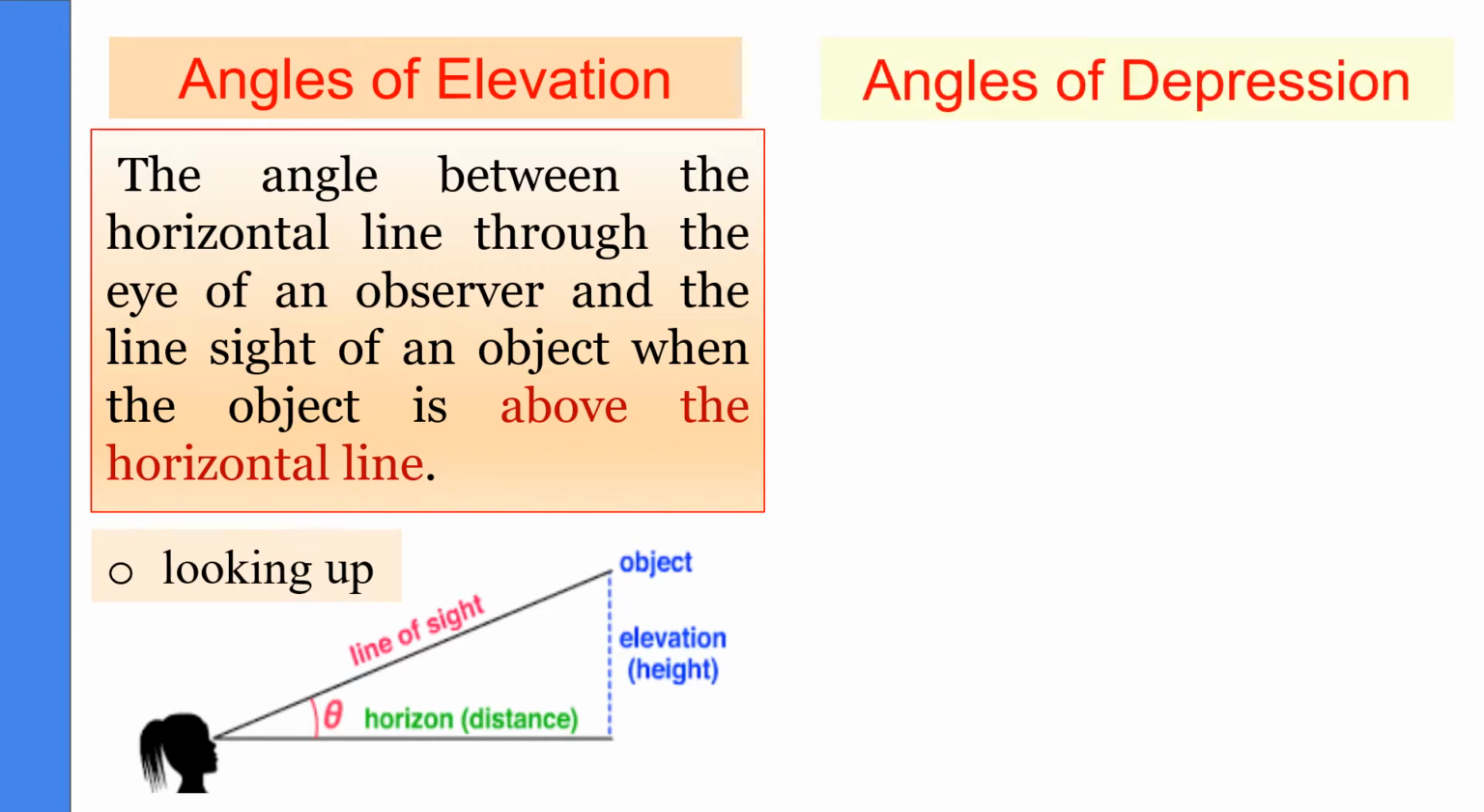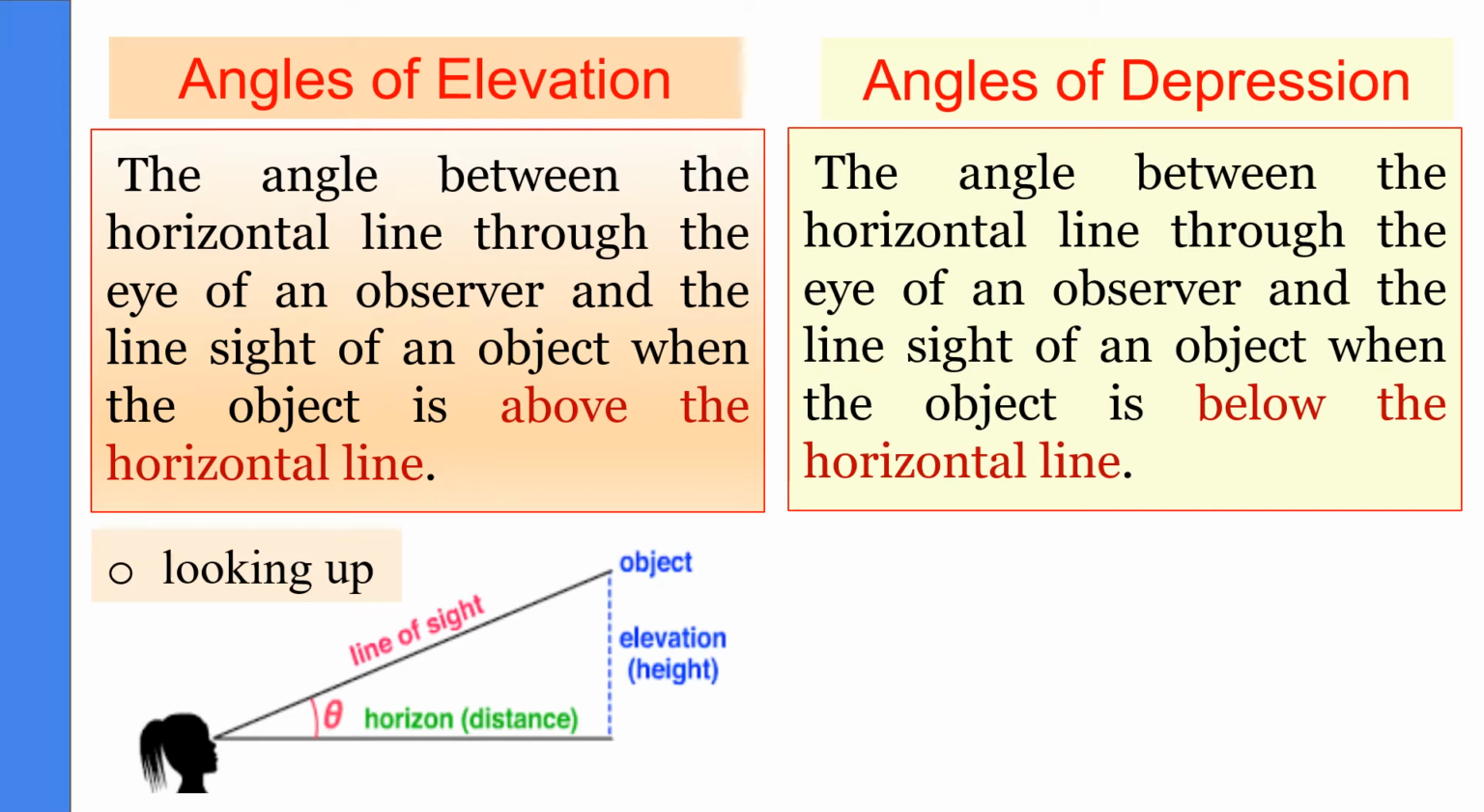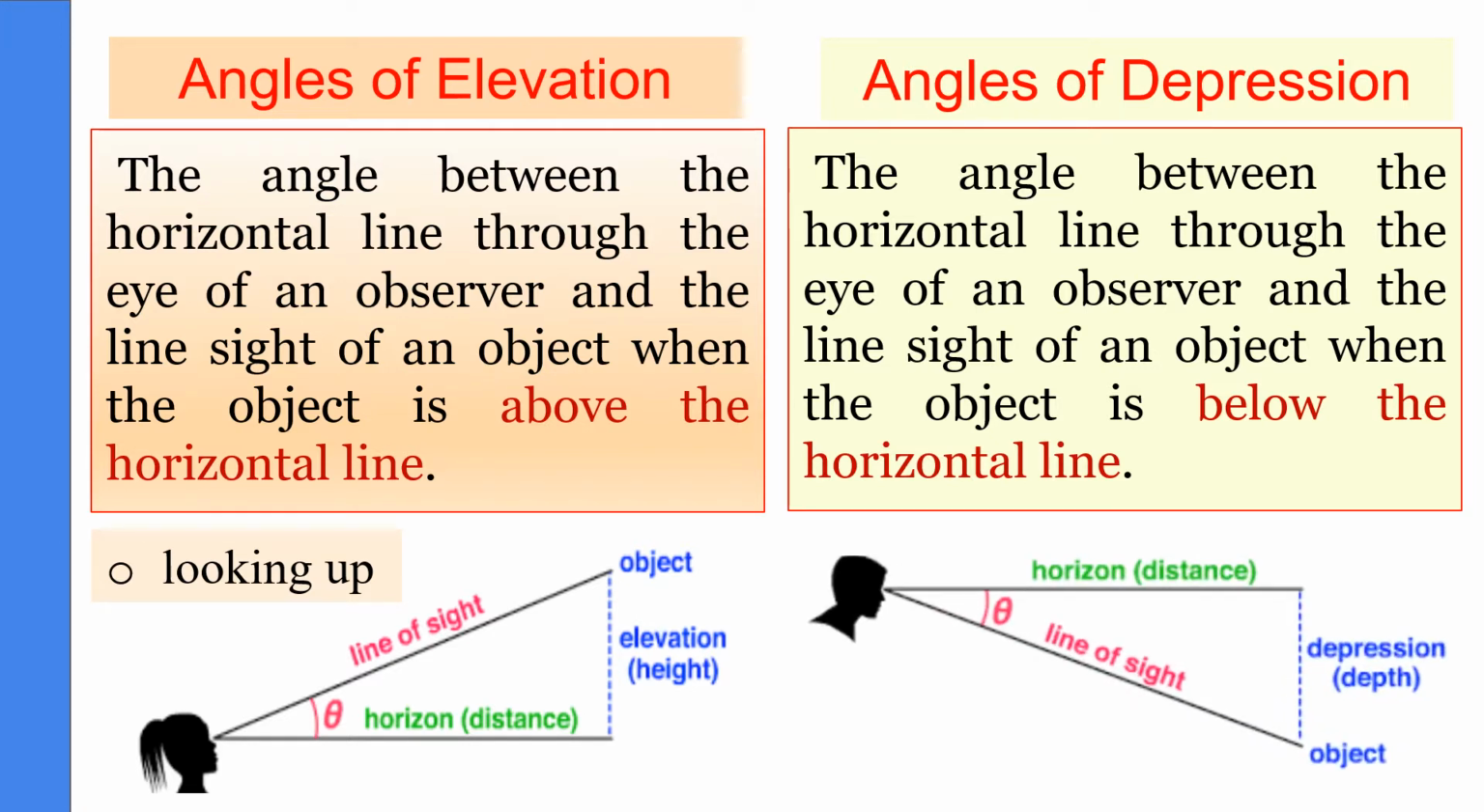Now let us have the angles of depression. It is the angle between the horizontal line through the eye of an observer and the line of sight of an object when the object is below the horizontal line. So your keywords here is below the horizontal line. Supposing we have a man looking down, the angle that makes up the horizontal line and the line of sight is the angle of depression. So keywords for this one: if someone is looking down, it makes an angle of depression.